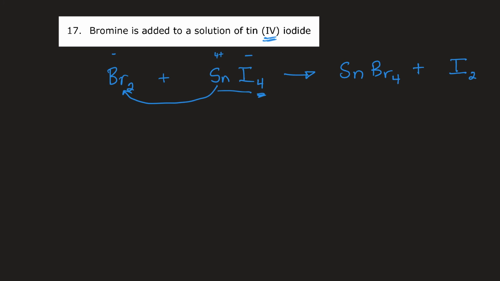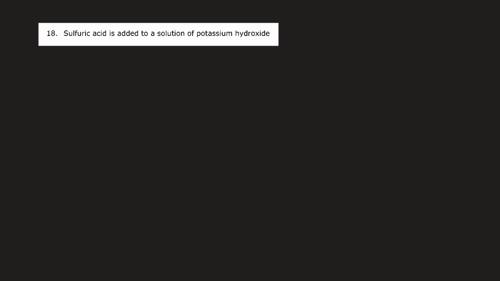Okay, now balancing things. I have 2 bromines here. I've got 4, so if I put a 2 there, the bromines are good. I have 4 iodines here. I only have 2 there, so if I put a 2 there, iodines are good. Tin is 1 there and 1 there, so all is balanced. Good. So there's that balanced chemical equation. There's a 2 there.